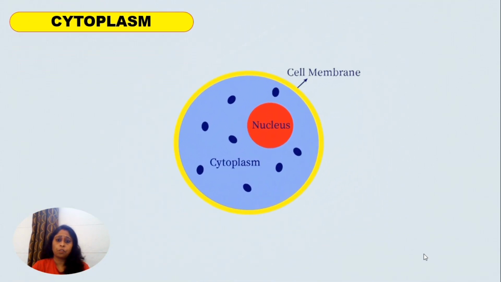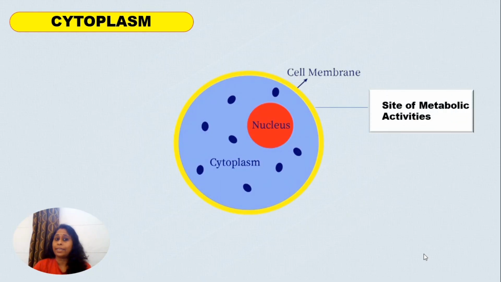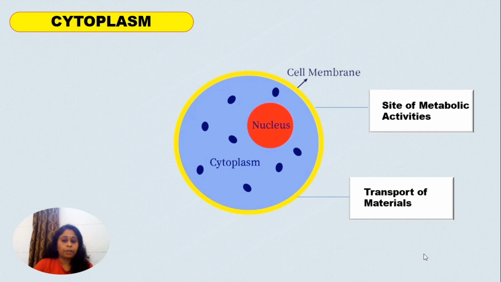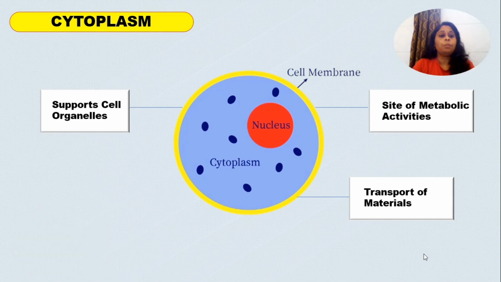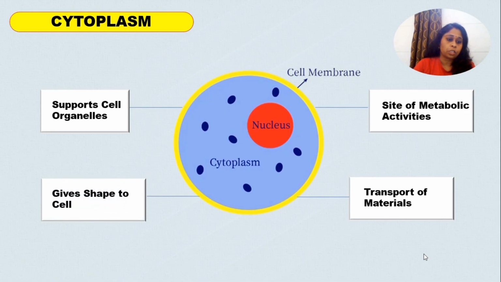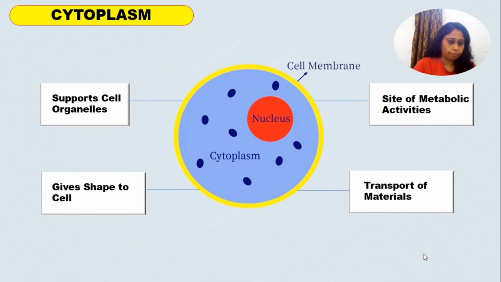Okay, and there are various functions of cytoplasm. The first function of cytoplasm is it is a site of metabolic activities. Okay, now second one is transport of materials. That is, it helps in the movement of substances within the cell. Now, the third one is it supports the cell organelles, like it holds organelles in position and allows them to function properly. Now, the fourth function of cytoplasm is it gives shape to the cell, that is, it maintains the internal structure of the cell.